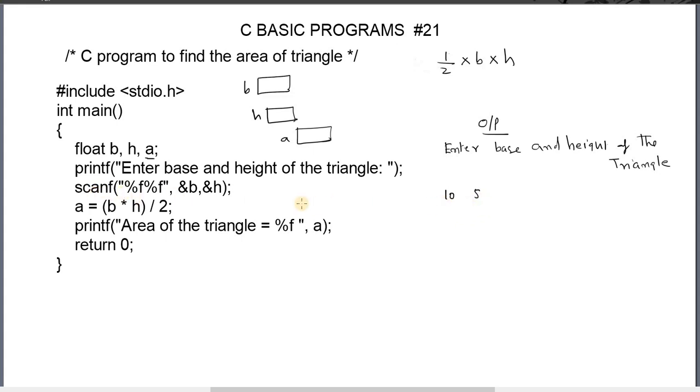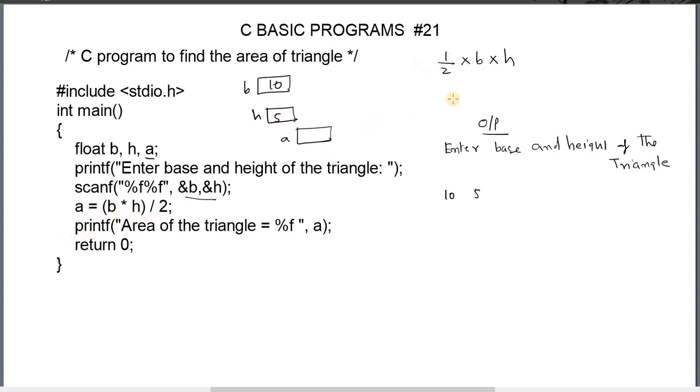Scanf will take these two values and store them in B and H because we have given the B address and H address here. Scanf takes addresses, not variable names, it takes the variable addresses. Without giving the variable address, if you simply give the names, then it cannot store the values in that variable. Here B is 10, H is 5.